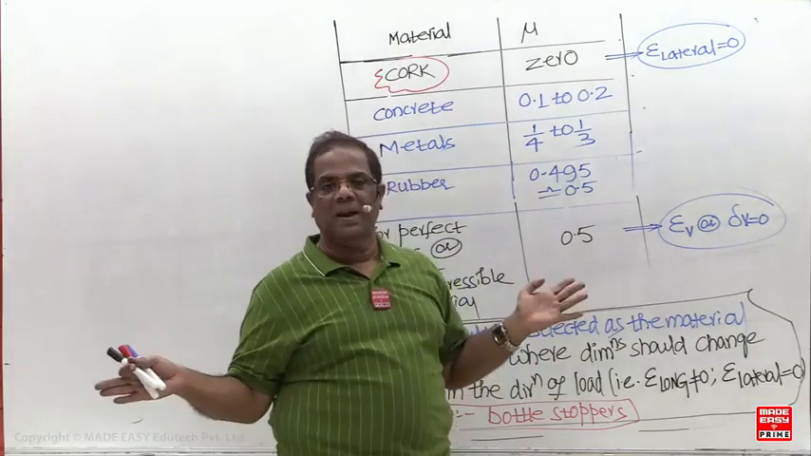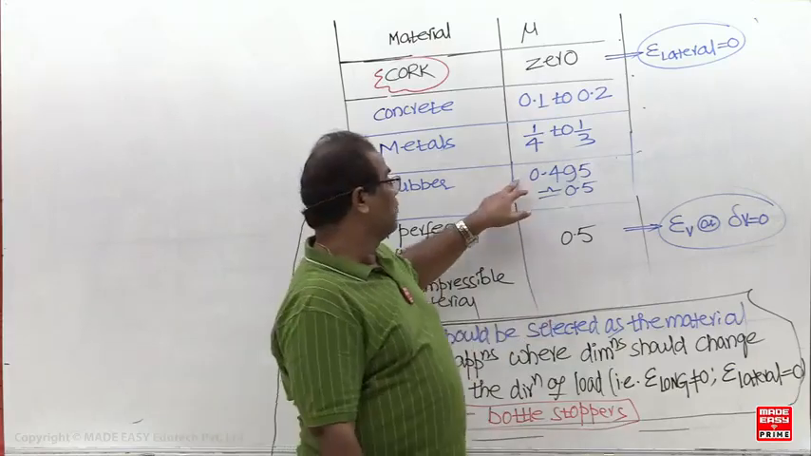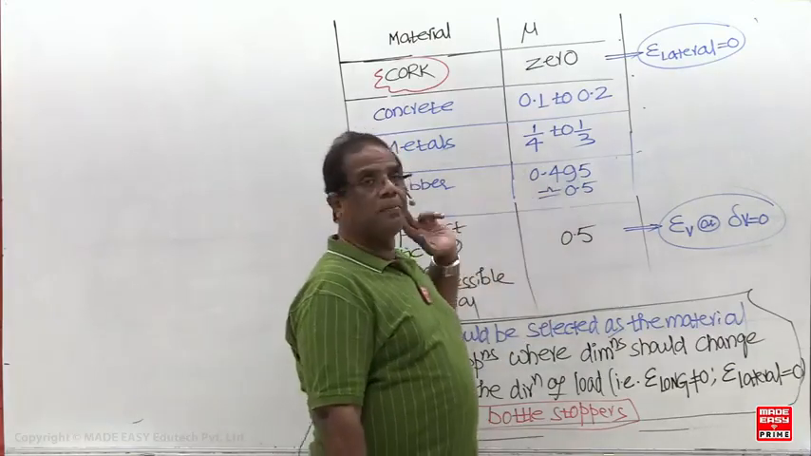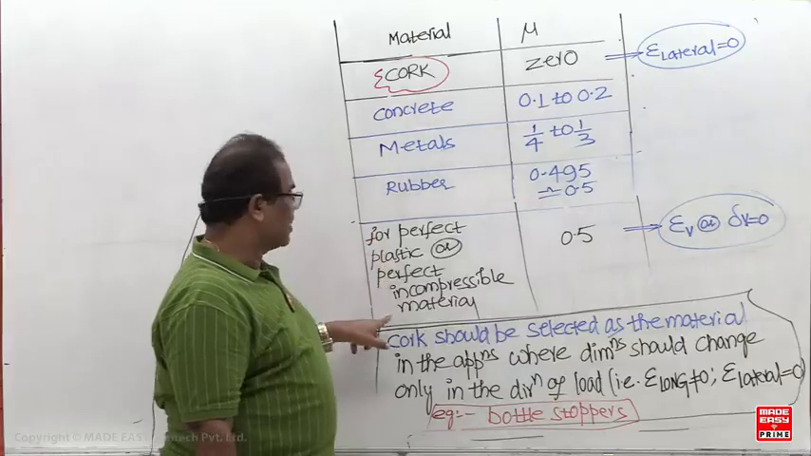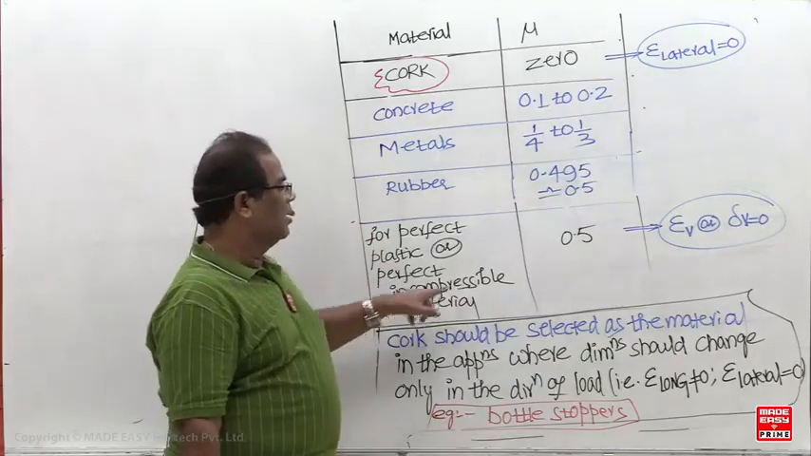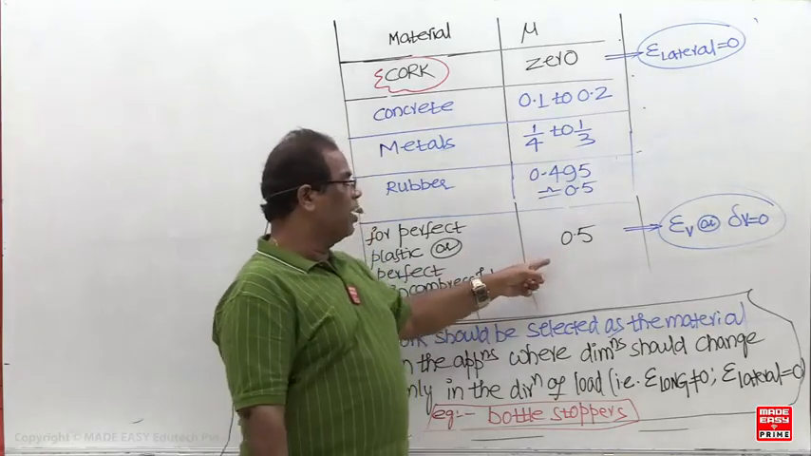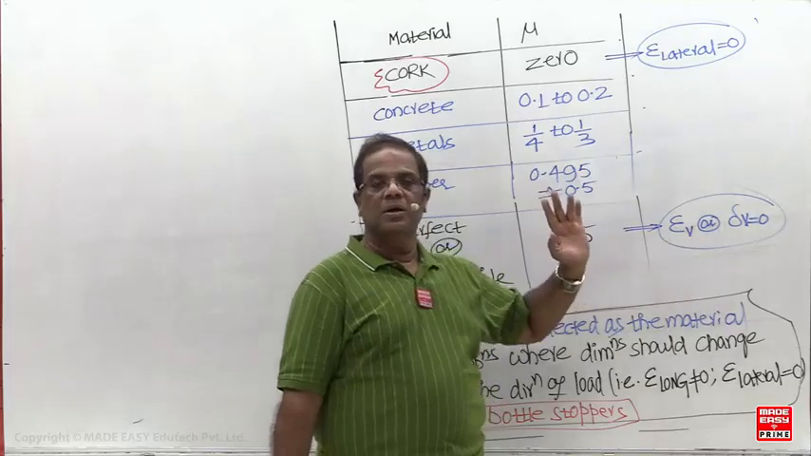Rubber is not a perfect plastic. Since this value is very close to 0.5, they are writing it as 0.5. 0.5 means what now? Perfect plastic or perfect incompressible material. So whenever mu is equal to 0.5, volumetric strain is 0.